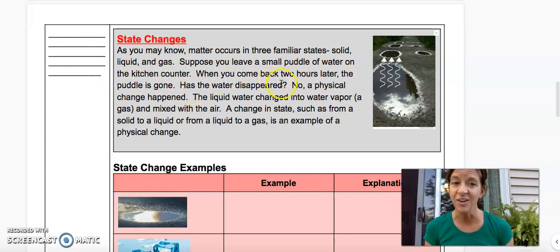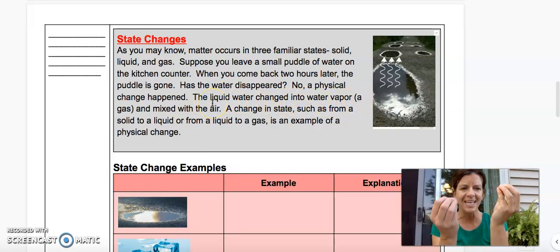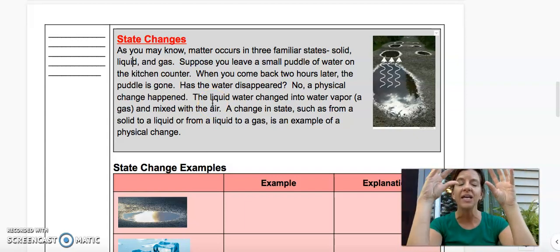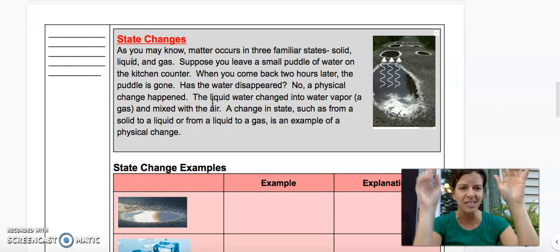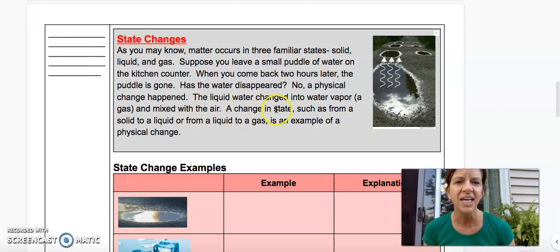Has the water disappeared? No. A physical change happened. The liquid water changed into water vapor, which is a gas. So it went from a liquid to a gas, okay? But it is still water. The water is still there, even though you can't see it as a gas in the air. A change in state, such as from a solid to a liquid or from a liquid to a gas, is an example of a physical, and I'm going to change that to state change.